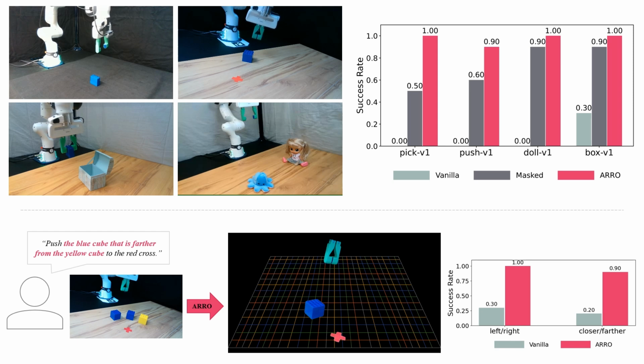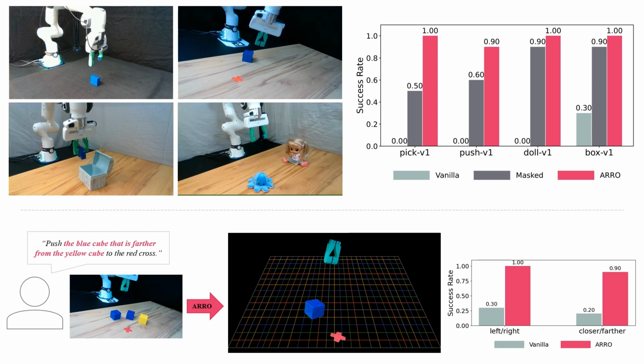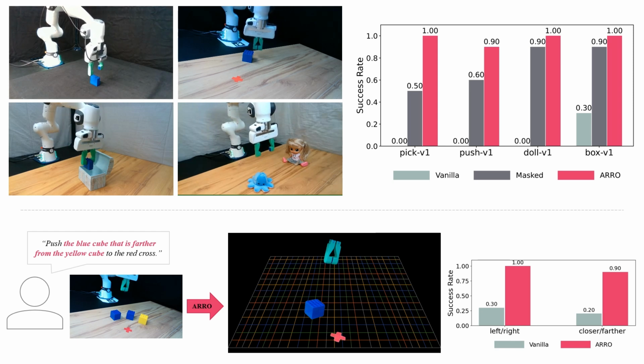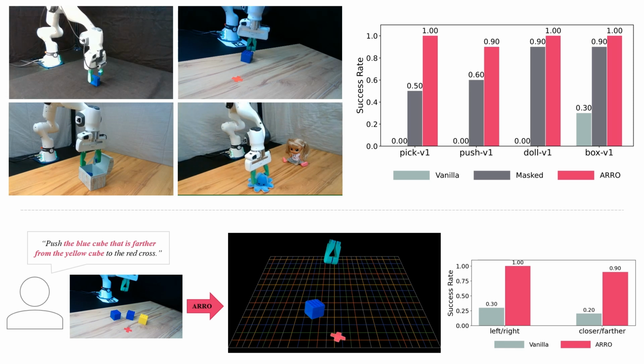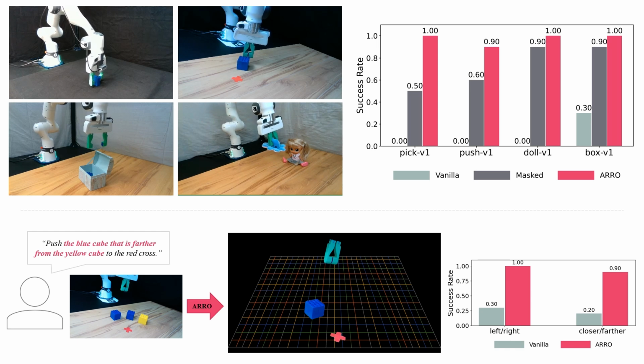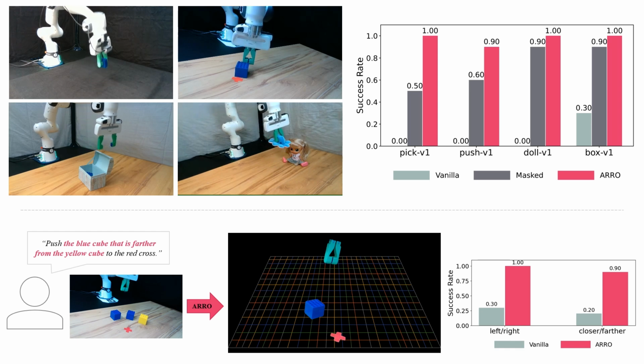We evaluated ARRO on 4 tasks, introducing visual domain shifts during inference. ARRO outperformed both vanilla and mask diffusion policy by preserving only task-relevant parts and adding structured visual cues.